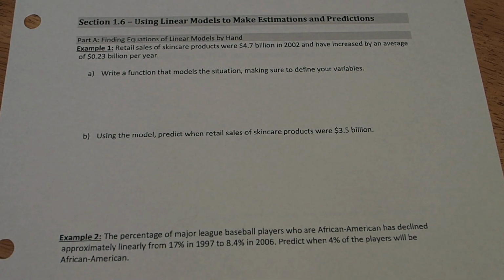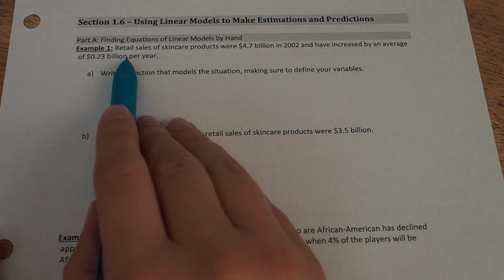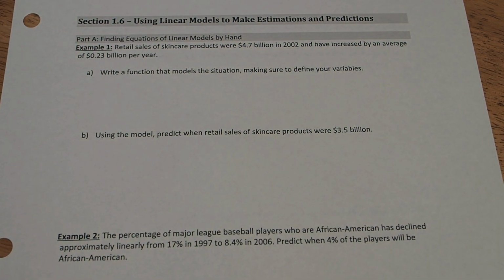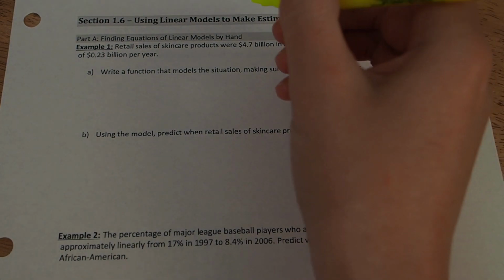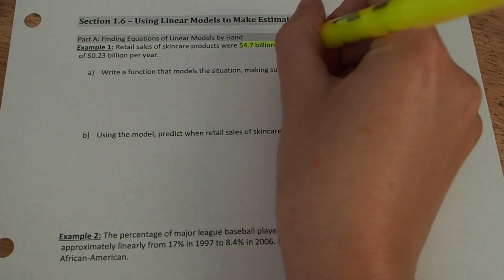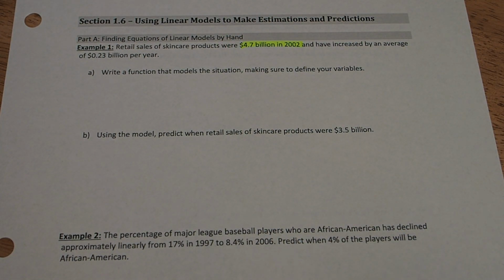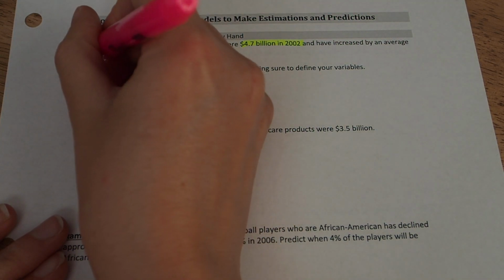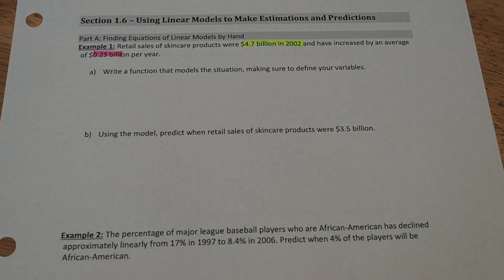Section 1.6 on using linear models to make estimates and predictions. This is part A on finding equations of linear models by hand. Okay, so in this first example, retail sales of skincare products were 4.7 billion in 2002, and they have increased by an average of 0.23 billion per year. So I want to write a function that describes this model.